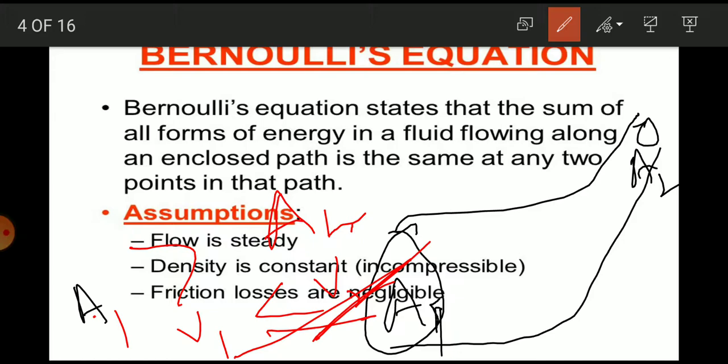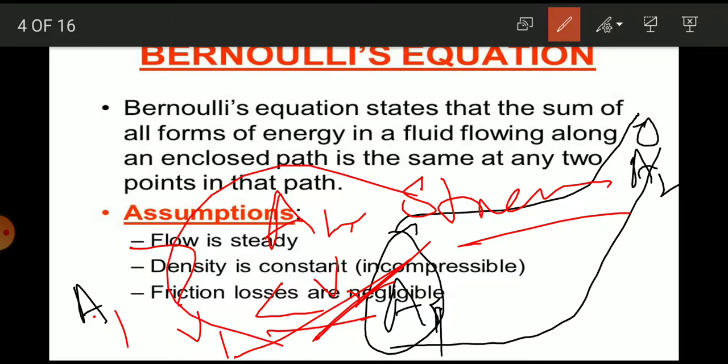Flow is steady, streamline flow. For Bernoulli equation, the condition is the flow must be streamlined. Density will remain constant. The fluid must be incompressible. Friction will be negligible. There will be no friction. Remember these conditions.